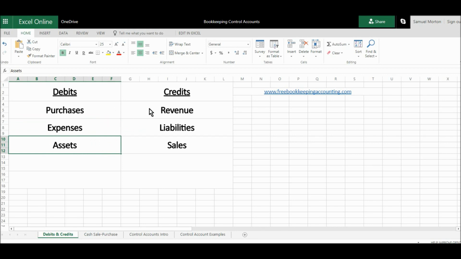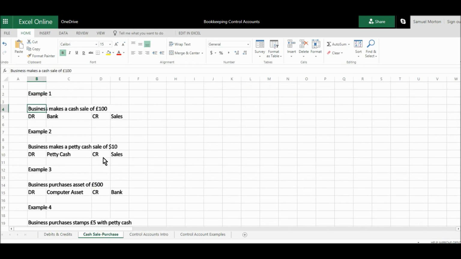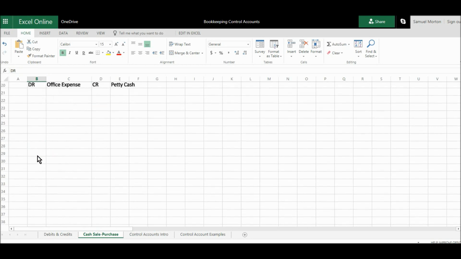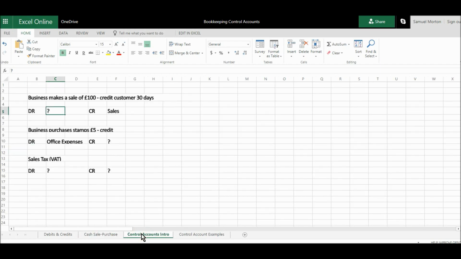And I went through the whole pearls in that video. I had some examples of recording business transactions using double entry bookkeeping, so debits and credits. These were all cash purchases, cash sales. What I mean by cash purchases, cash sales is that money exchanged hands when goods were either bought or sold, or services were sold or bought.